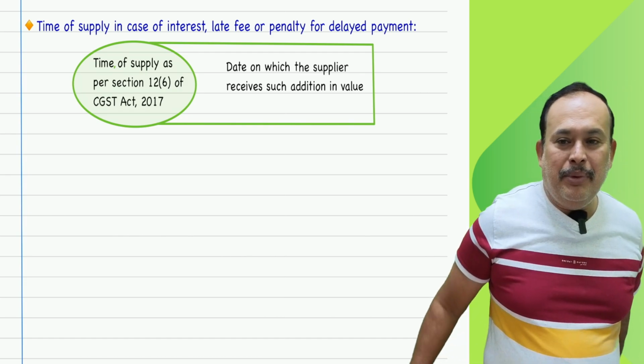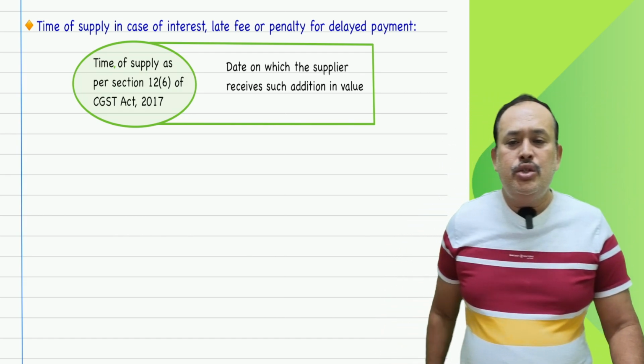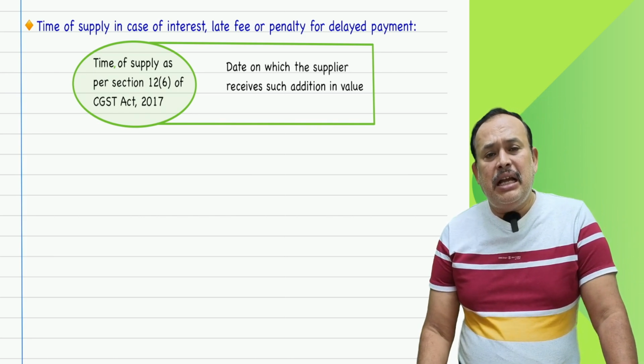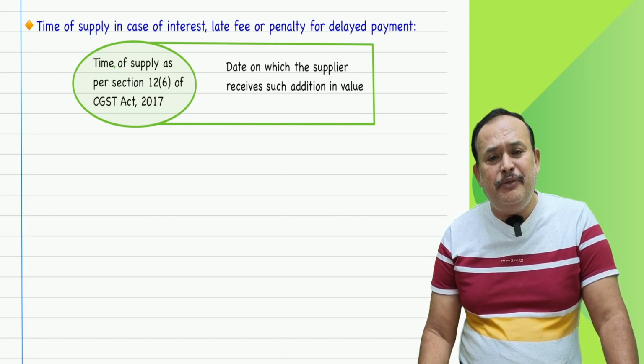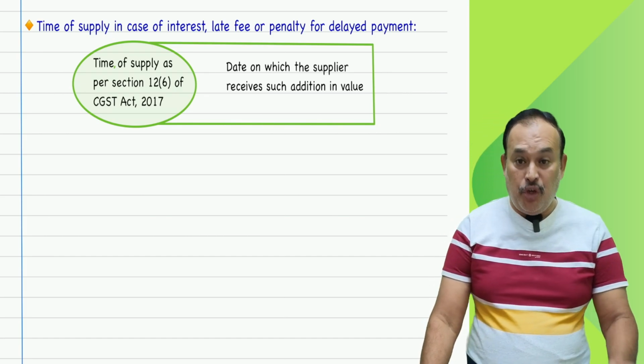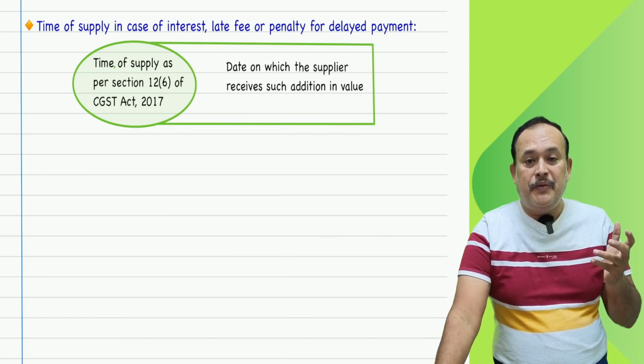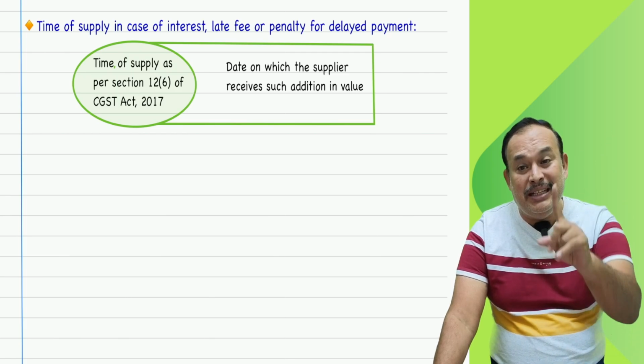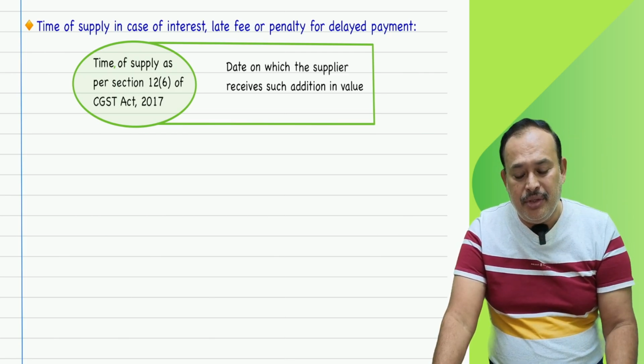So now come back, my dear friends. So in the given case, time of supply in case of interest, late fee or penalty or delay payment charges are considered. What is the time of supply? Time of supply, the date on which you received. If not received, not time of supply for the interest, for the delay payment charges.